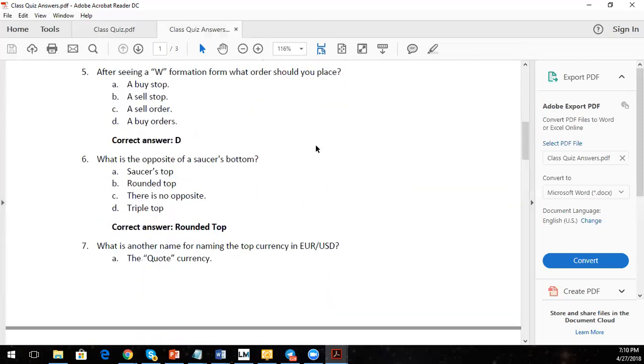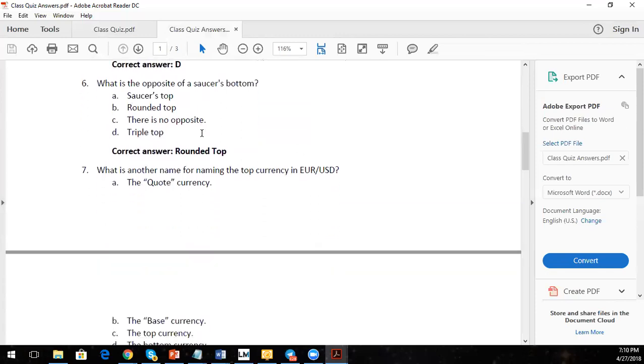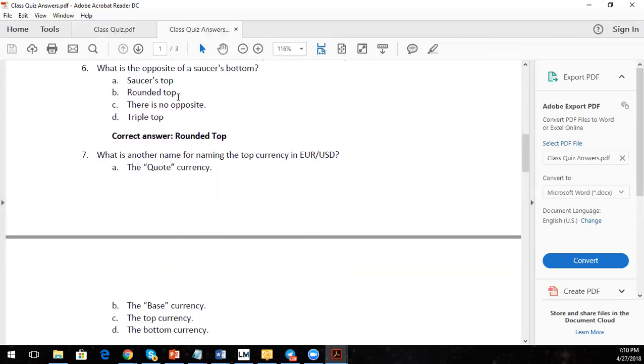Okay. After seeing a W formation form, what order should you place? Remember, a W formation always creates a bullish entry point. So whenever you're doing an entry, you want to do a buy order, which is D. What is the opposite of a sausage bottom? It's a rounded top. Usually you will get some type of inverse name. I understand why you might have chosen sausage top, because it's the opposite of the word sausage bottom. But actually the real answer would be rounded top, okay?